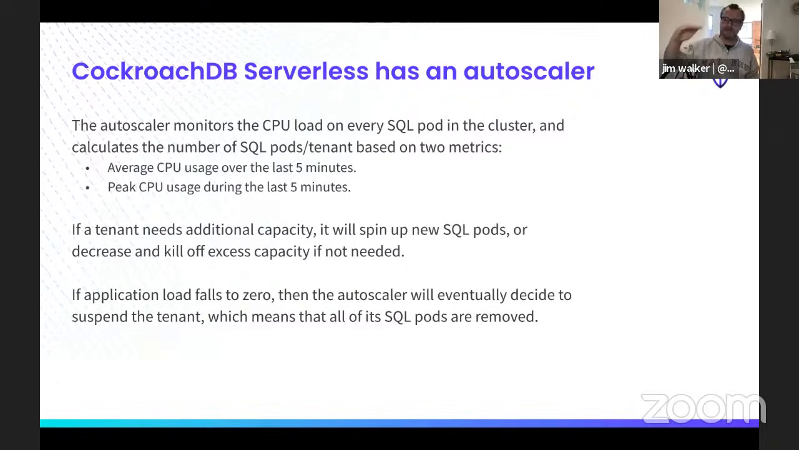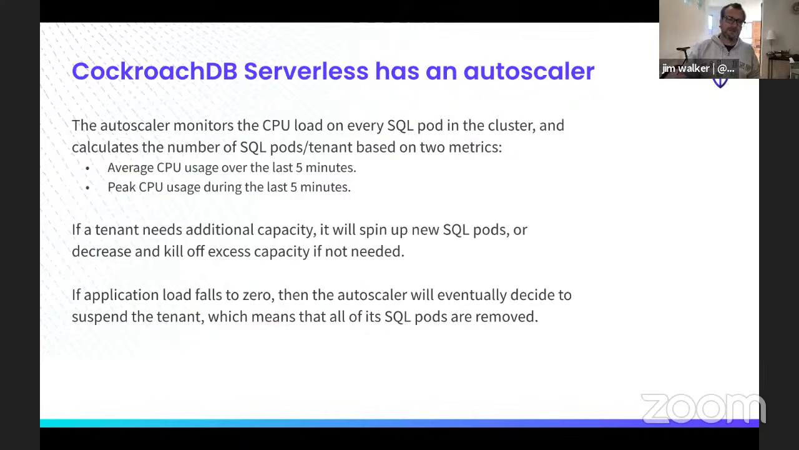So average is going to give us a kind of steady state, the number of SQL pods we need to have deployed to meet that transactional volume. But then again, we also need to make sure that we're dealing with peak moments in time as well. And so we use these two things to spin up or spin down additional capacity, right? And that's what's really, really critical.